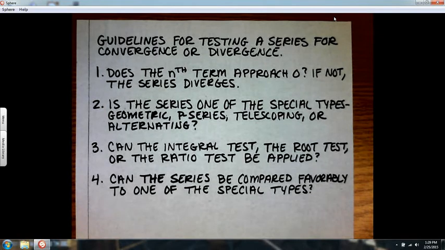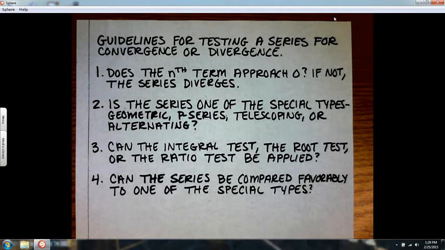Then we want to look and see, is the series one of the special types? Geometric, p-series, telescoping, alternating, something like that. If so, perform that test. Then look, can the integral test be used? So do you know how to integrate that? What about the root test or the ratio test? Do any of those look like they would apply? If so, use them. And then if nothing else seems to work, comparison tests tend to be your last-ditch effort. So can a series be compared favorably to one of the special types?